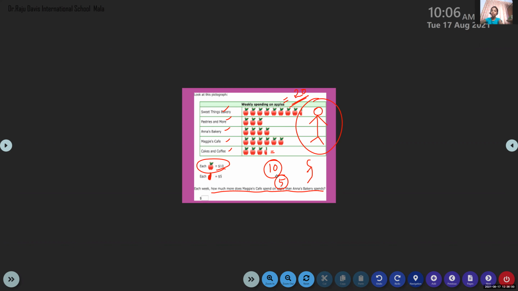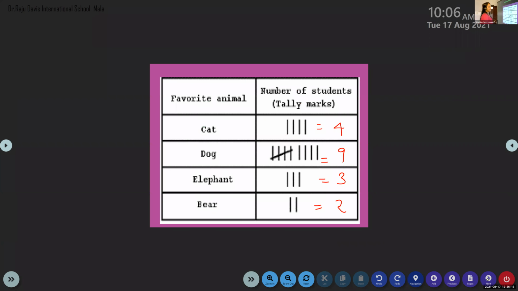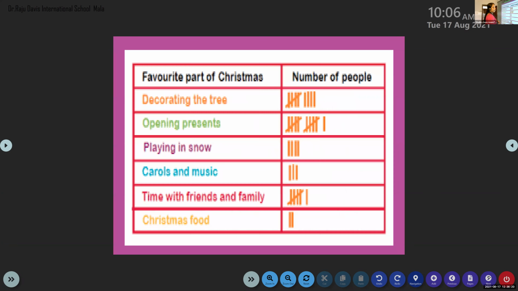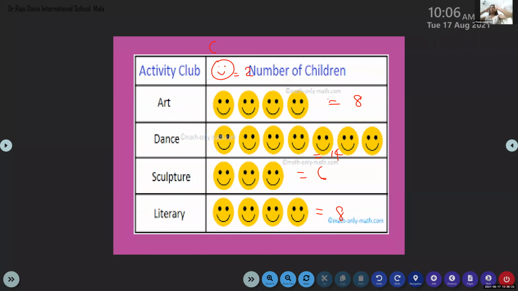This is the problem of drawing a pictograph. If it is a human being or a living thing, we should not cut it into half, quarter and all. So that is the problem with the pictograph. That is why we are not using pictographs for some other purposes. Okay, children, you understood? Yes, ma'am.